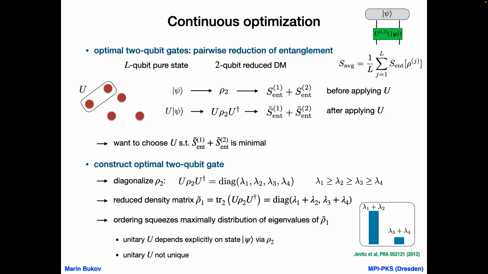Now, I want to make 2 comments. And one of them answers Nikolai's question. So the unitary depends explicitly on the state, but not on the full state, only on the 2-qubit reduced density matrix. And we're going to be making use of this fact. And second, this unitary is not unique. It's not unique because I can multiply it from the left and from the right by any single-qubit unitary. It just won't change entanglement between the 2 qubits. But we don't care. We only need one unitary to tackle the continuous optimization. And with this, there's also a proof, like in this paper, you can show that this thing keeps the entanglement minimal.